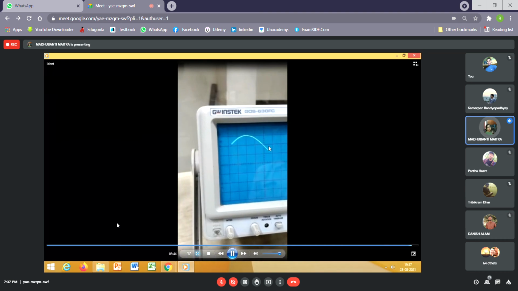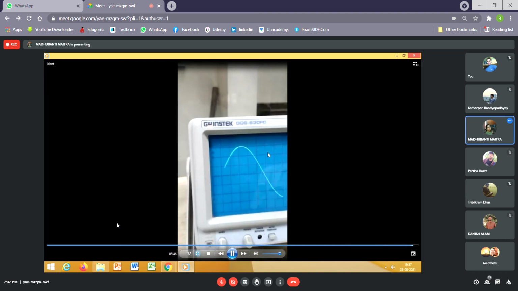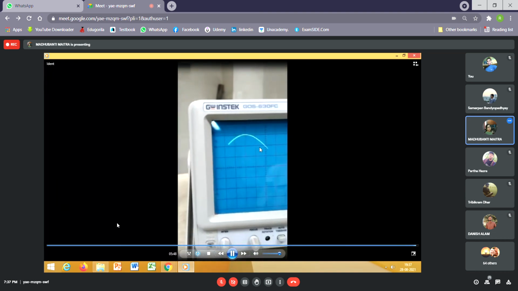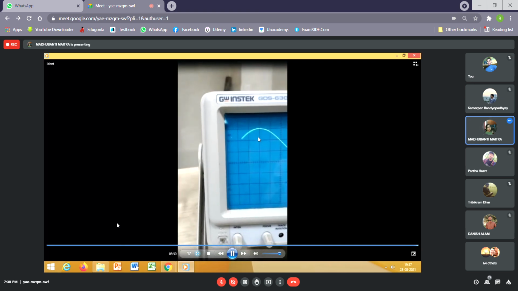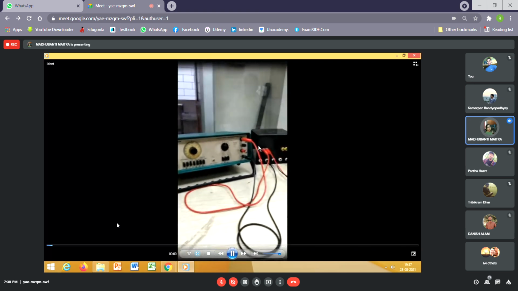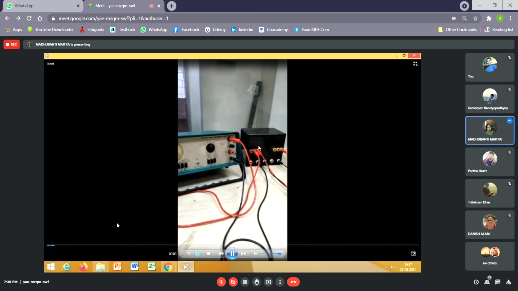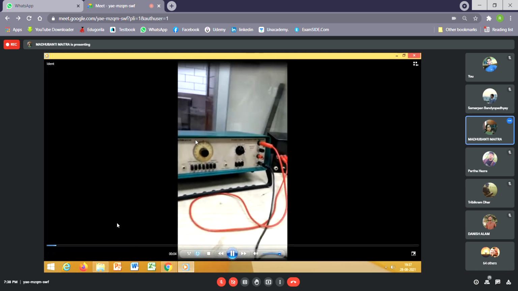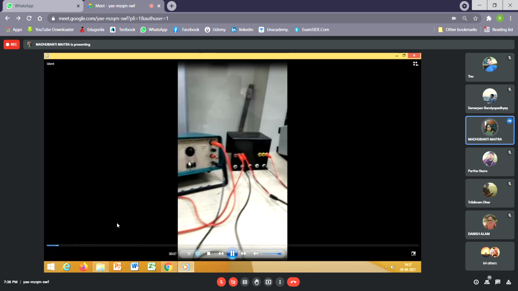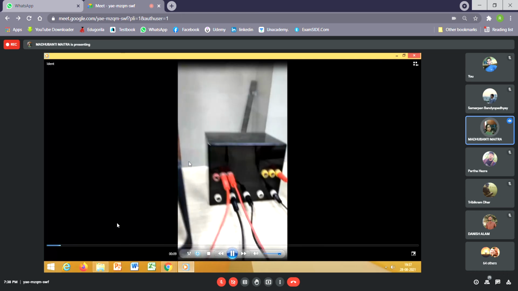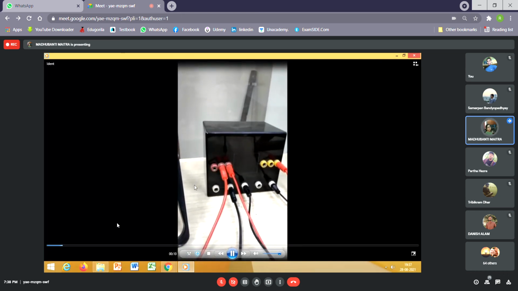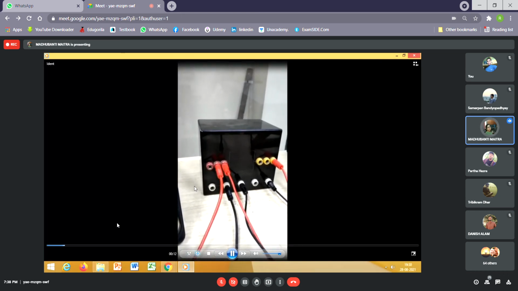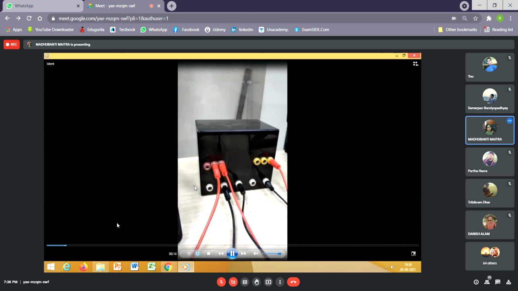That is what we are trying to do. We're trying to match the peaks of both the signals. And with the help of this knob, within a particular range that we have selected by pressing a black switch, we can select a specified frequency.